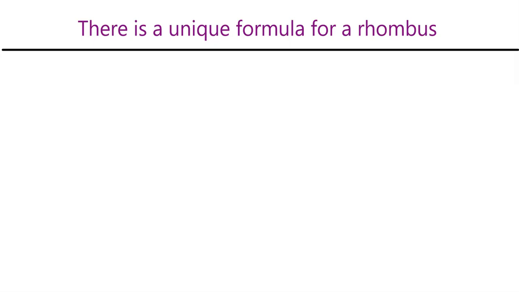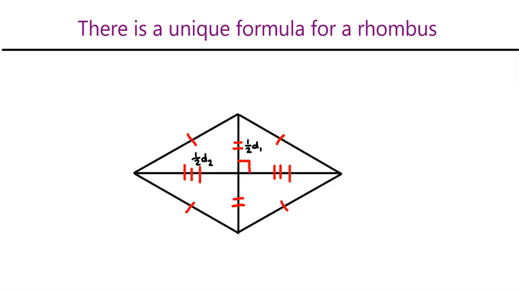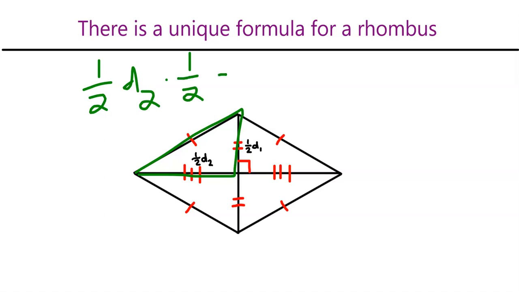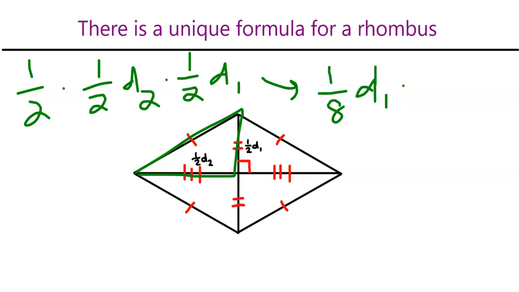Of course, we can use base times height just the same way we can for any other parallelogram, including a rectangle, but the diagonals are perpendicular, and that splits this rhombus into 4 congruent triangles. And so if we take the area of just one of those congruent triangles, that is 1/2 d2 times 1/2 d1, all times 1/2, because the area formula for a triangle is half of base times height, then each of those triangles has an area of 1/8 diagonal 1 times diagonal 2.